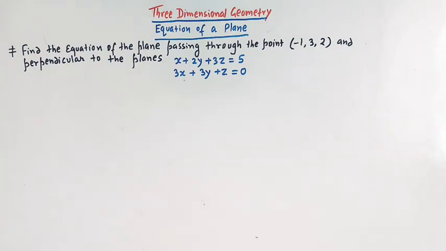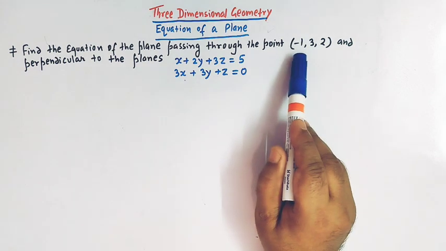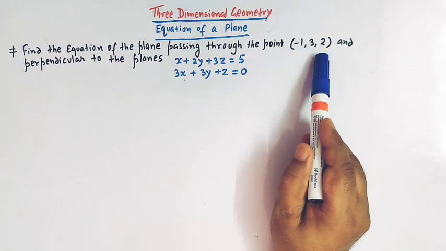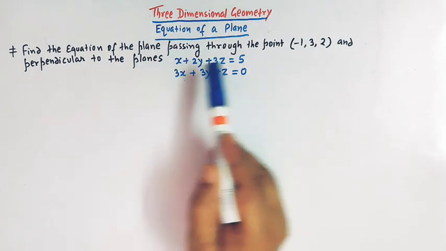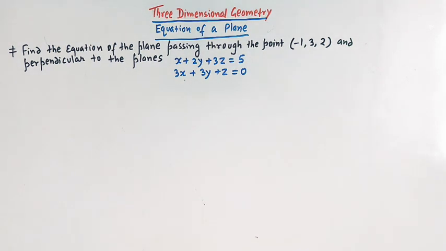Hello viewers, in today's class we are going to discuss yet another important and very conceptual problem from three-dimensional geometry related to finding out the equation of a plane, right? Here we have to find the equation of a plane which passes through a given point, which is minus 1 comma 3 comma 2, and perpendicular to these two given planes, right?